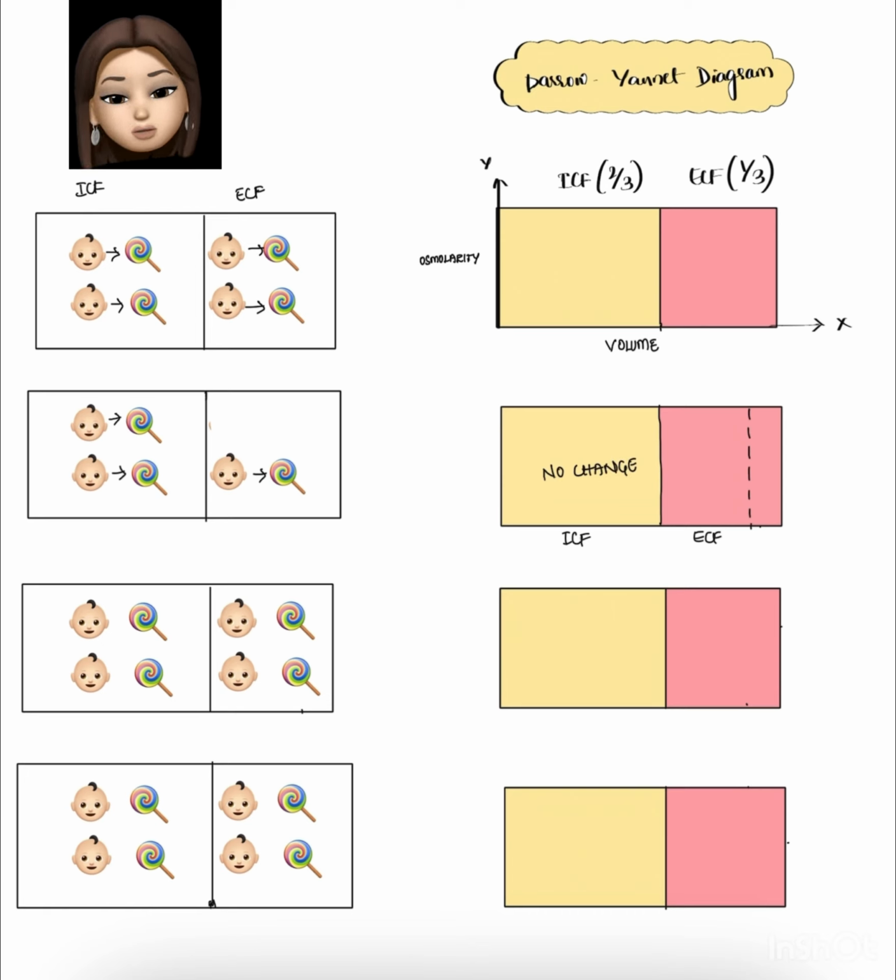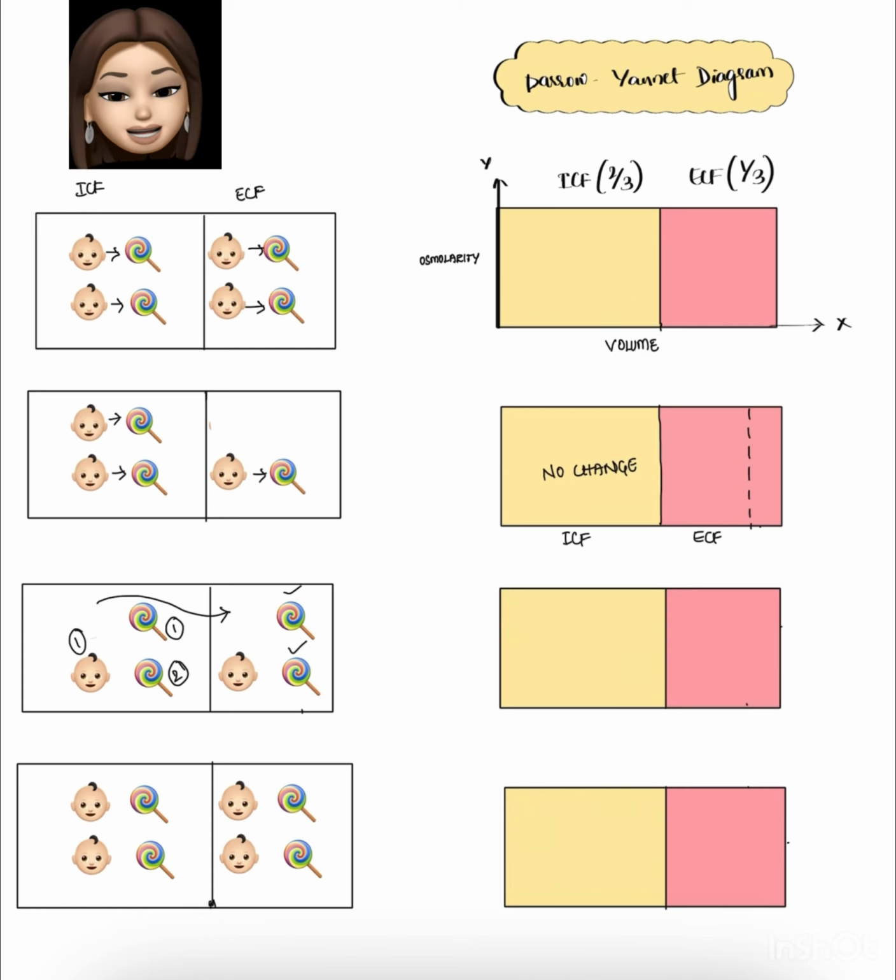Next, two kids are removed from the extracellular fluid, one compartment. Two candies are left free. Now see that there are more candies in extracellular fluid. One kid from ICF goes to ECF because there are more candies. Now he will get a chance of two candies rather than one. So he will move to the ECF.